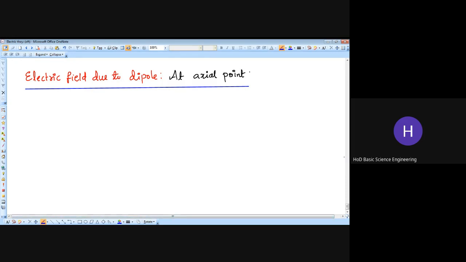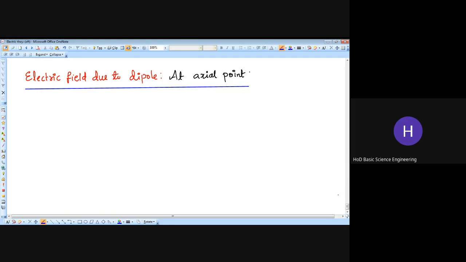Hello students. So let us derive an expression for electric field due to dipole at axial point. Actually there are two derivations. One is for axial point and one is for equatorial point. So in today's class let us derive an expression for electric field at axial point of an electric dipole.